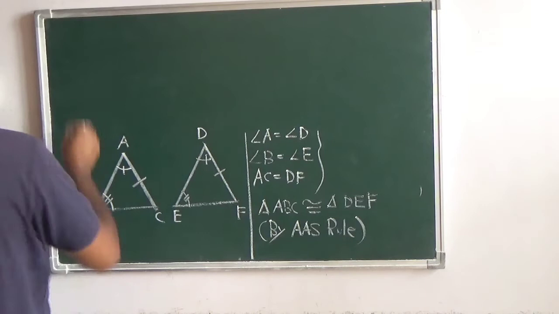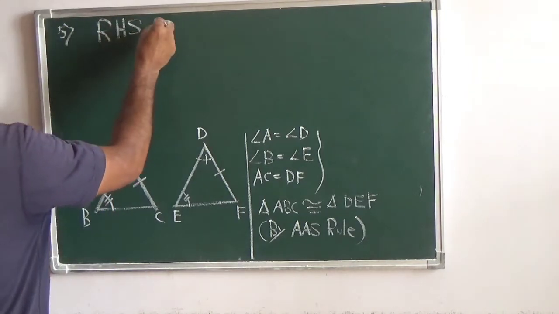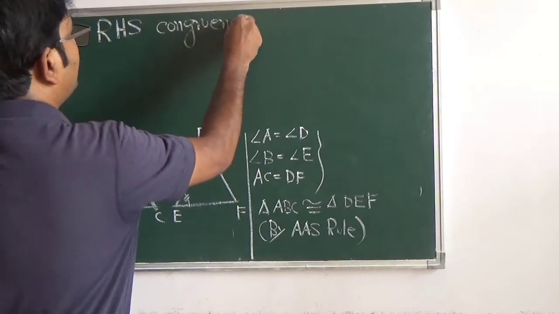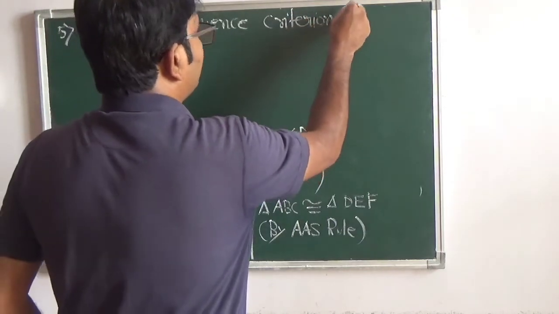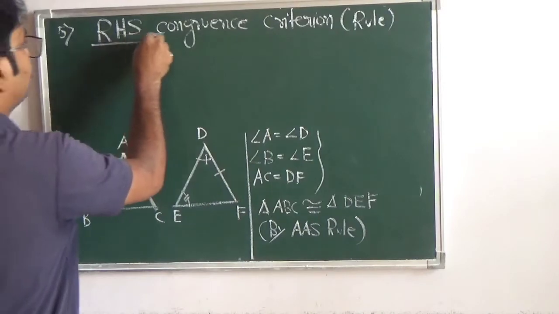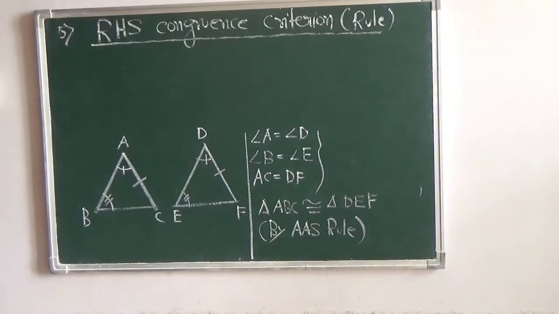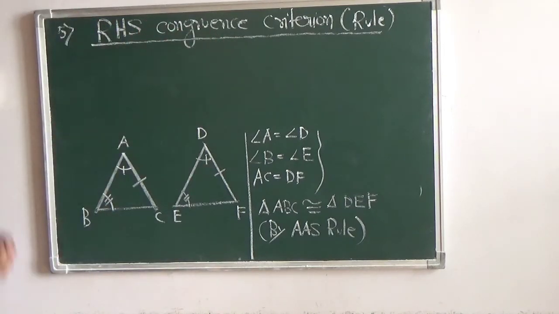Moving on to the fifth one, it is RHS congruence criteria. This is basically applied when the triangles are right angle triangles. That means one of the angles is a right angle, that is 90 degrees.